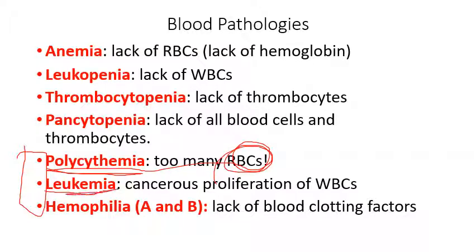Leukemia is where the white blood cells, particularly the circulating white blood cells, the B cells and the T cells that circulate in the blood, proliferate uncontrollably because one of them has developed cancer. And then hemophilia A and B is actually a lack of clotting. Sorry, it's a lack of clotting factors, and it causes the blood to clot more slowly. Okay, so let's look at them one at a time.